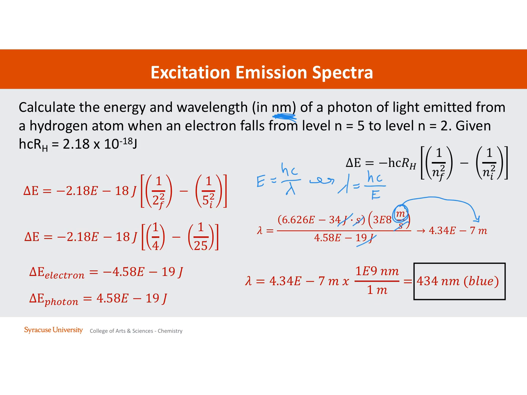Again, this should be a very straightforward calculation as long as you remember n initial, n final, and how to convert nanometers to meters and meters to nanometers. Realize that the energy we calculate at first is the energy of the electron, but we're looking for the energy of the photon. So it has the opposite sign, because the electron loses that energy in the form of a photon of light.